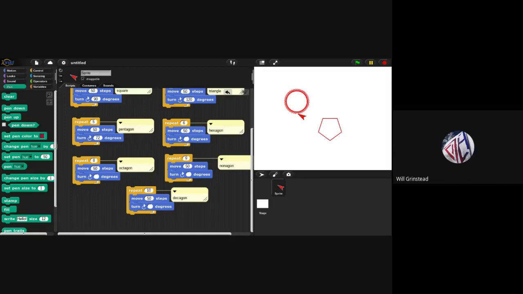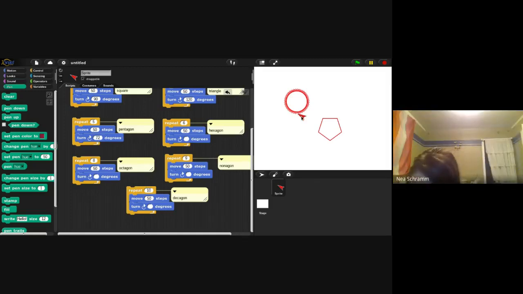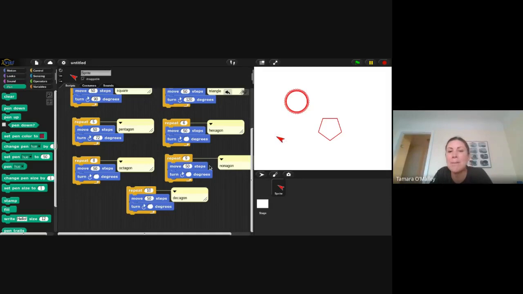Spirographs are always fun. Yes. For the hexagon, yes, thank you, James. 60 is correct. So a hexagon is 60. If I keep doing it, it's exactly on itself every single time. How about the octagon? What's the octagon? Anybody get that one? Repeat 8. Yes, good. How about the turn angle? Nia, 45.